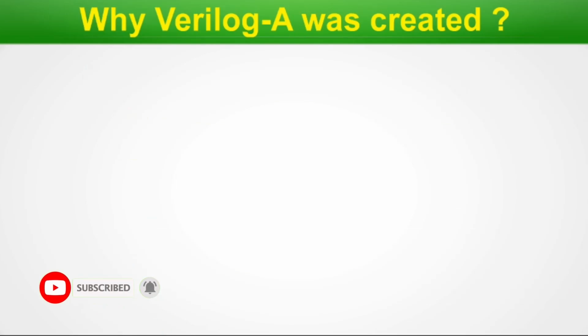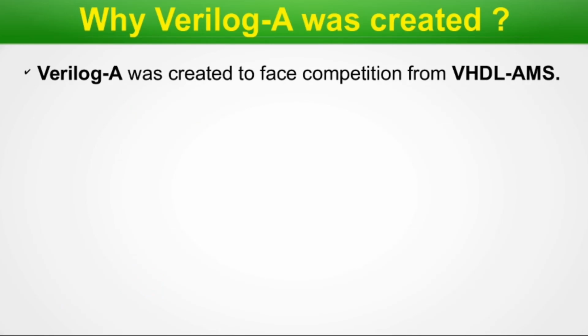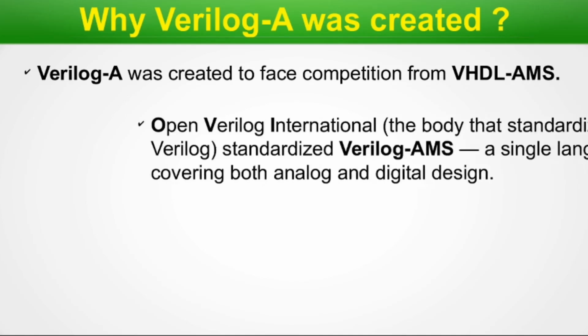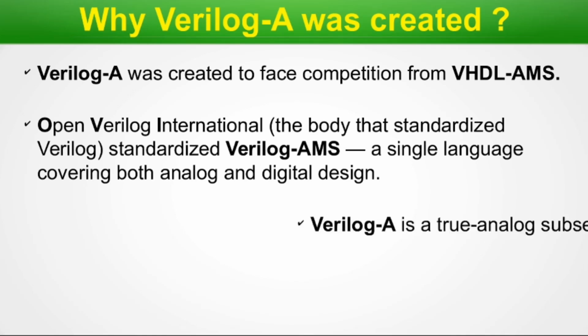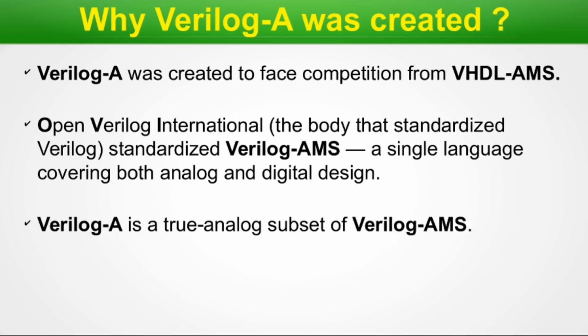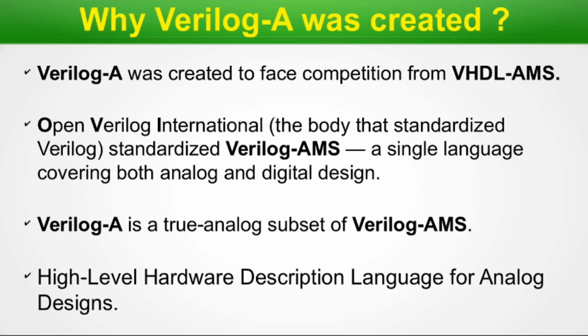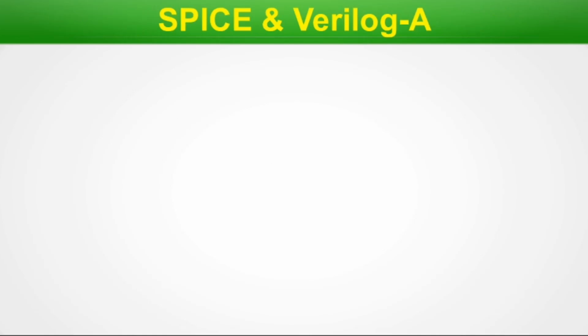Why was the Verilog-A language created? It was created to face the competition from VHDL-AMS. OVI, the body that standardized Verilog, also standardized Verilog-AMS, a single language covering both analog and digital design. Verilog-A is a true analog subset of the Verilog-AMS language. It is a high-level hardware description language for analog designs.